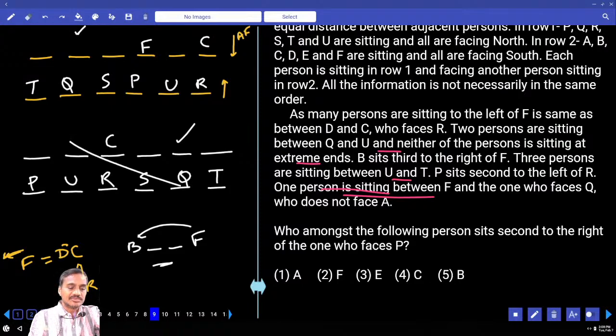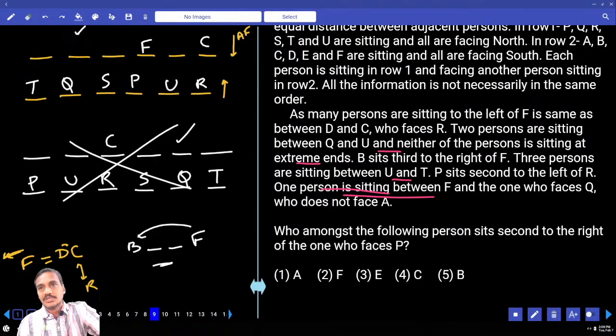And C and F must be in the same place, which is not possible. And the second one got invalid. Now we are left with the first one. According to this one, number of persons to the left of F, how many? 2. Hence in between C and D, how many people? 2 people. Hence D must be here. Now we have done with this information as well.